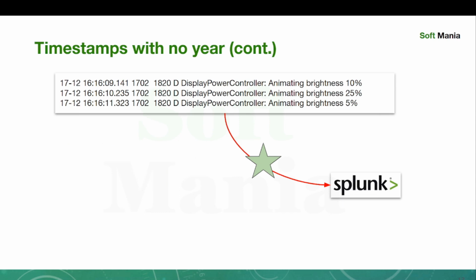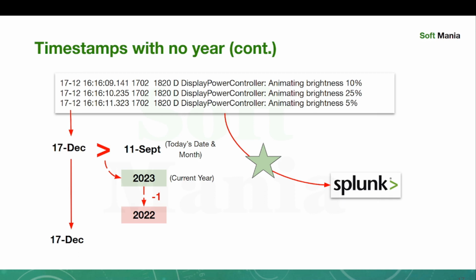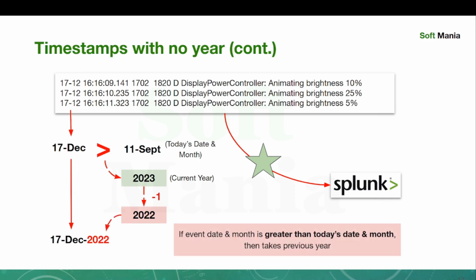Here, we have another example. In this data, we have a date and month, 17th December, so Splunk keeps them as it is. Then, it takes today's date and month, 11th September. This video was recorded on 11th September, so please don't confuse this. Splunk compares today's date with the event date and finds the event date is greater than today's date. So, Splunk will take the previous year, which is 2022, and assign it to the timestamp. In short, if the event date and month is greater than today's date and month, Splunk takes the previous year.